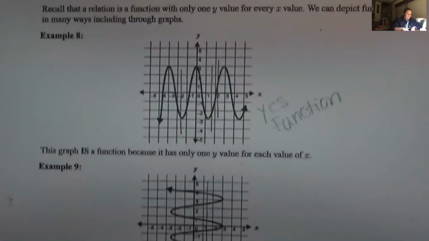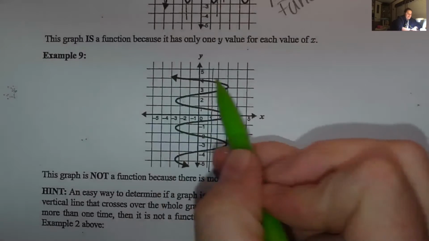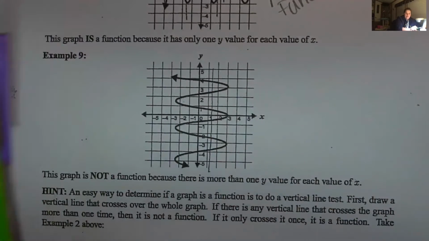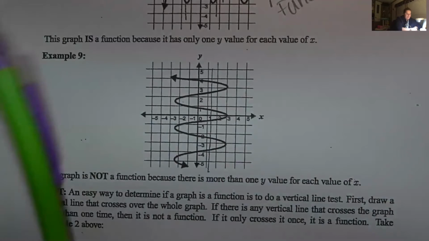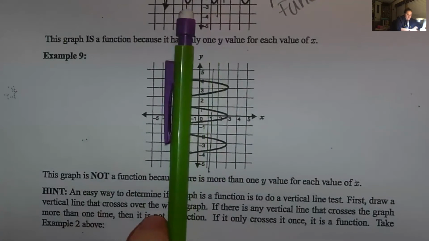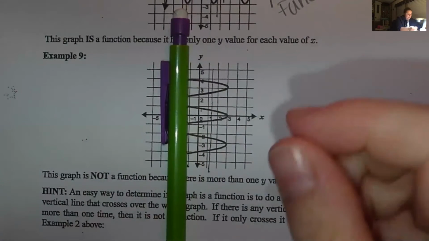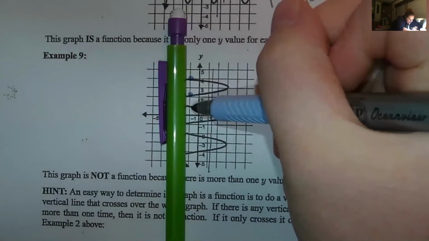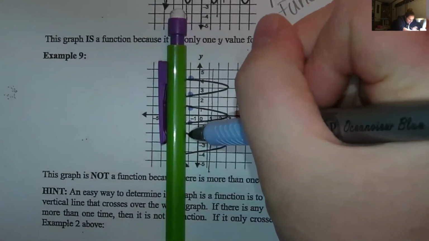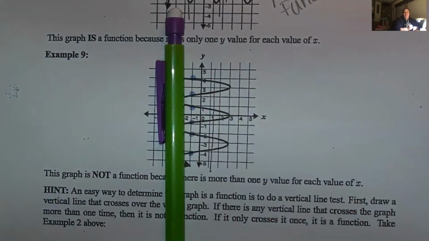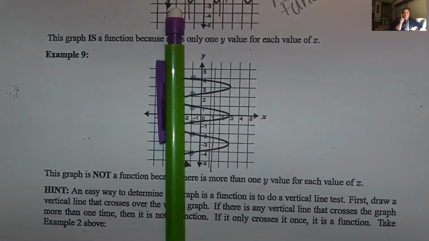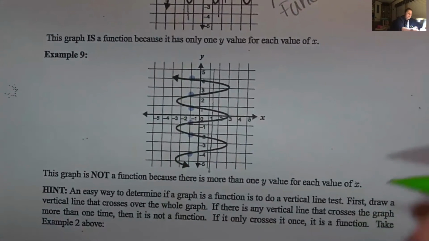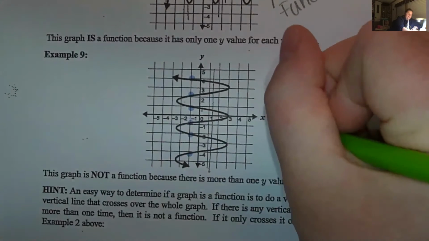Okay. So we're going to try this squiggle line. See this squiggle here? We're going to take our vertical line, this pencil, straight up and down. Am I hitting more than one place on this graph? Ooh, I'm hitting quite a few. I'm hitting right here, right here, right here, right here, right here, and right here, all at the same time. That's not okay. You can only hit one place on that graph at a time. So this is not a function.